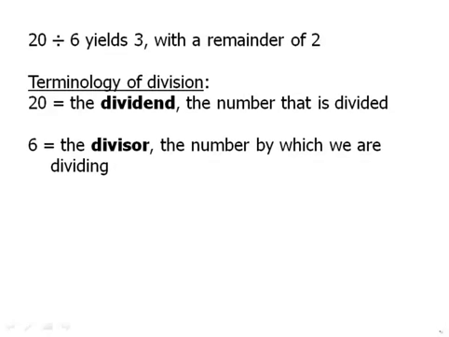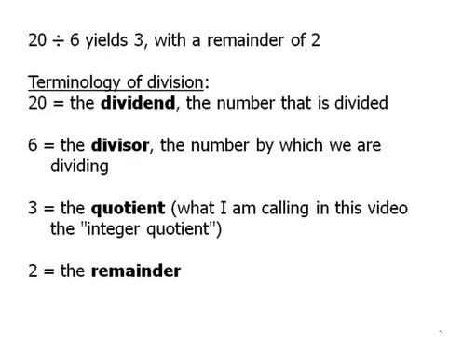We're using divisor in a slightly different sense than we've used in previous videos. In previous videos we were talking about divisor as a synonym for factor, the factors of a number, the divisors of a number. So we're not using divisor in its factor sense here, because of course 6 is not a factor of 20. We're just using divisor in the sense of the number by which we're dividing. So this is divisor in a division sense, a slightly different use of the word. Of course 3 is the integer quotient and 2 is the remainder.